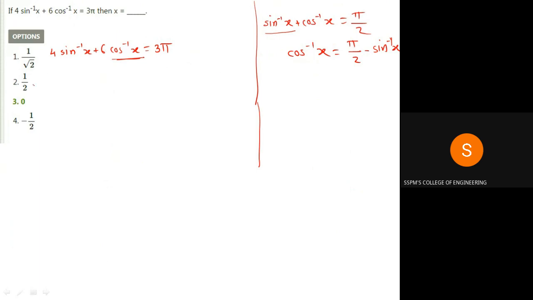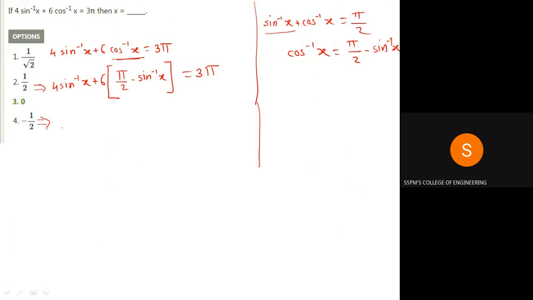In the next step, we will keep this sin inverse x as it is. 4 sin inverse x plus 6, now in the bracket, instead of cos inverse x, we will write this term: pi by 2 minus sin inverse x, is equal to 3 pi. Now we will again try to solve this.